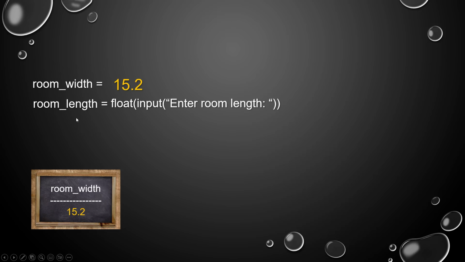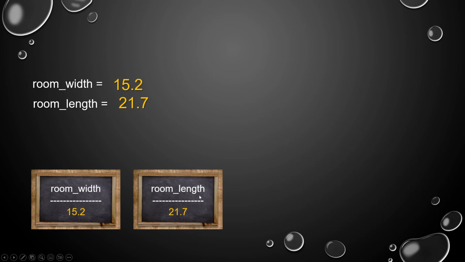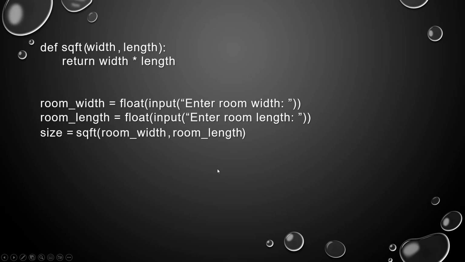Now, presumably, we might also have a room length. We're going to do the same process, call the input. It gets the result of that, passes that to the float function, and gets the result. And so we're going to get some other value, which will also be saved in memory with the name of room length.